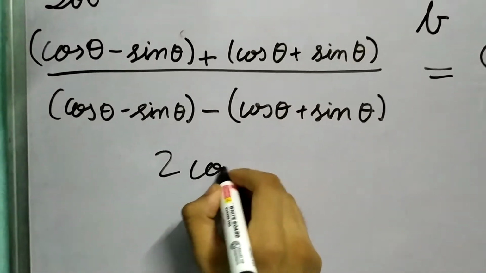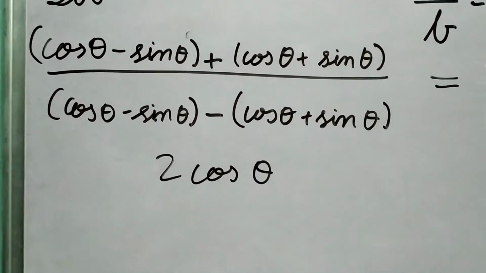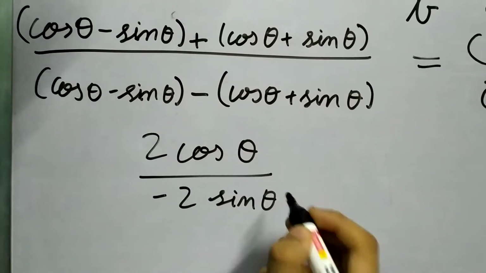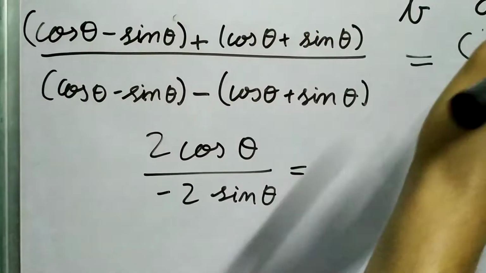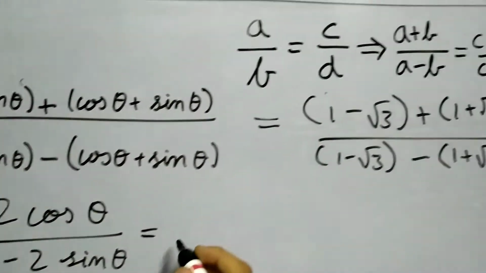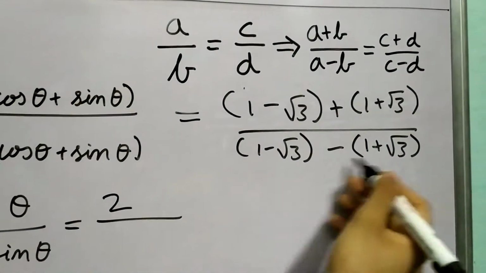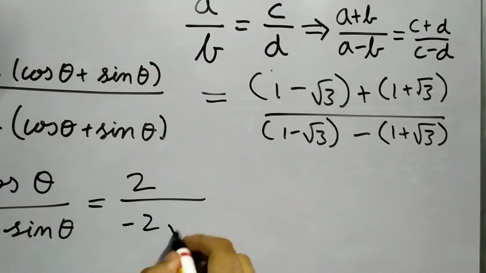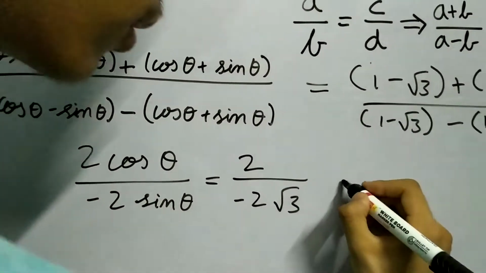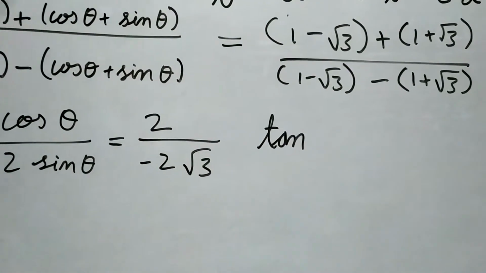You get 2 cos theta upon minus 2 sin theta. The sin theta cancels out in the numerator and cos theta cancels out in the denominator, and we get 2 upon minus 2 root 3. Now solving this a bit more, we get tan theta.